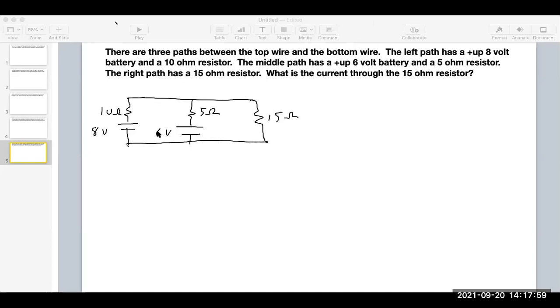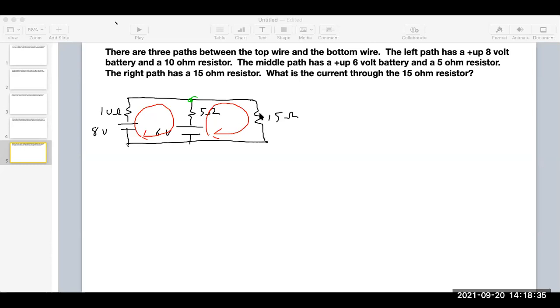So for the loops, there's one, and there's one. And for the junction, there's a junction. I like having my currents be positive, and looking at it, I have a pretty good idea that it's going to be flowing up on the left, up in the middle. That's the way the batteries are pushing it. And due to that, down on the right.